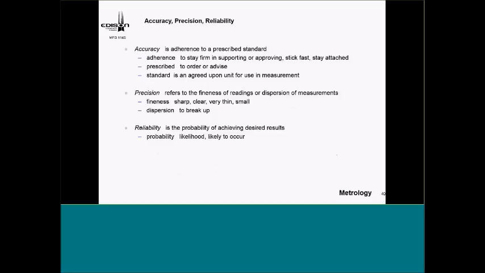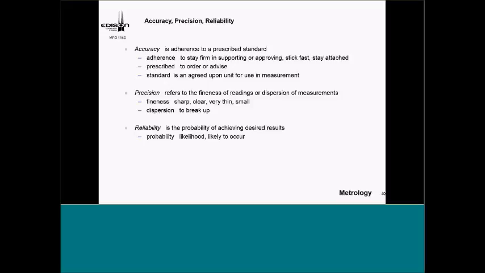So then I talk about accuracy as an adherence to a prescribed standard. Adherence is to stay firm in supporting or approving, sticking fast, staying attached to. Prescribed means the standard is agreed upon, the unit of measurement. Precision is the fineness of the readings, the dispersion of the measurements. I like to use compactness. Fineness means clear, sharp, very thin, small.